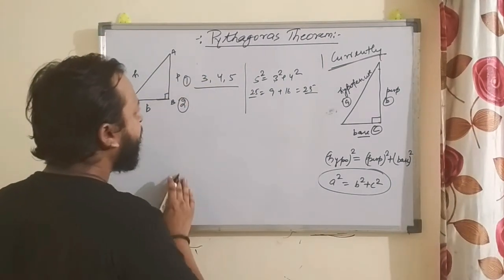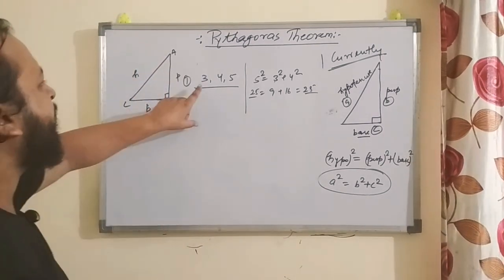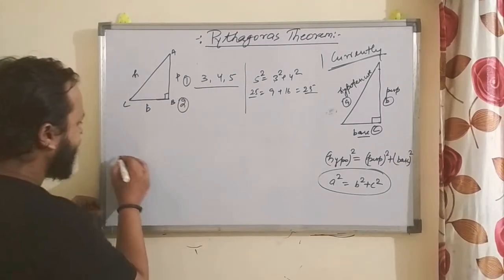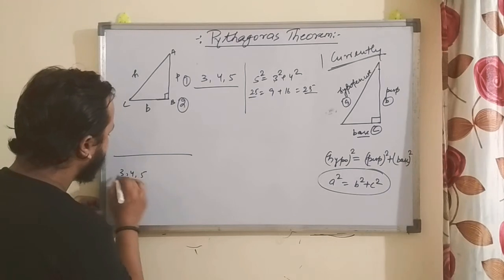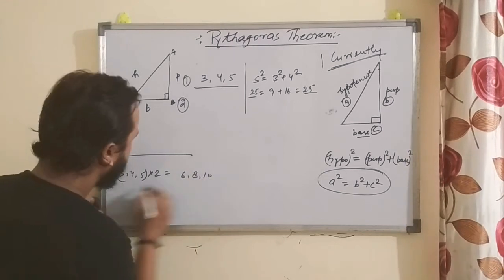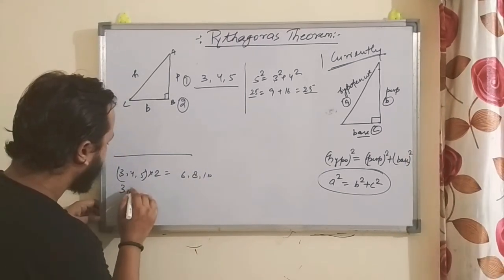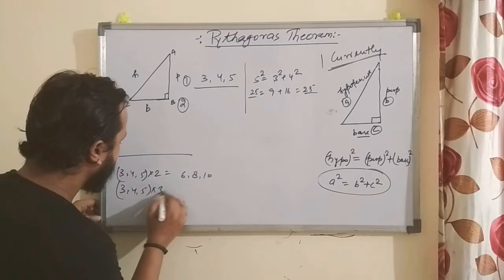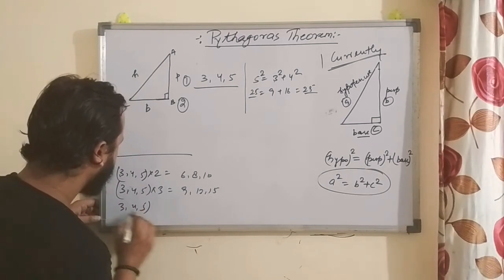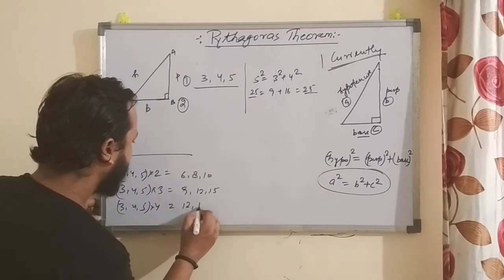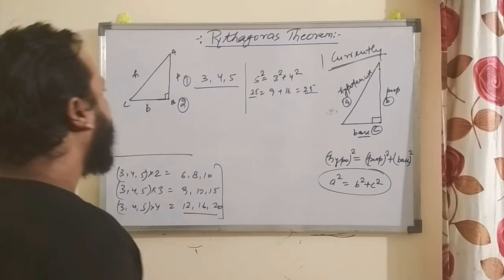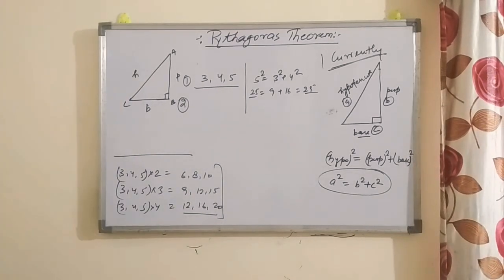Then, coming to the second, you can also multiply it, right? If you multiply 3, 4, 5 by 2, you will get 6, 8 and 10. If you multiply all the numbers by 3, what will you get? 9, 12 and 15. If you multiply it by 4, you get 12, 16 and 20. So this way you can also get the Pythagorean triplets, right?